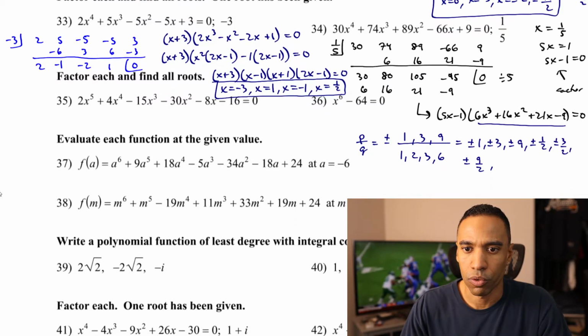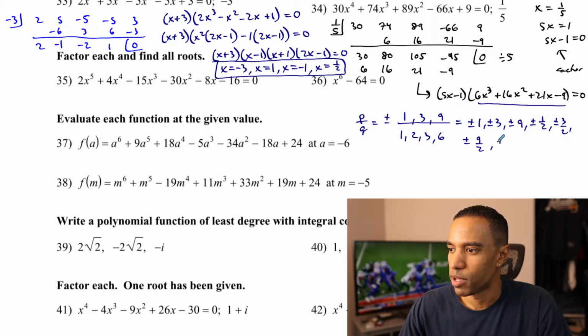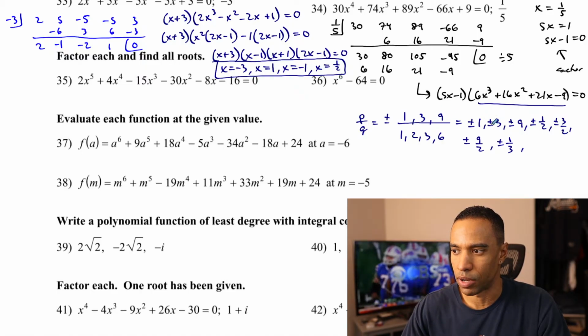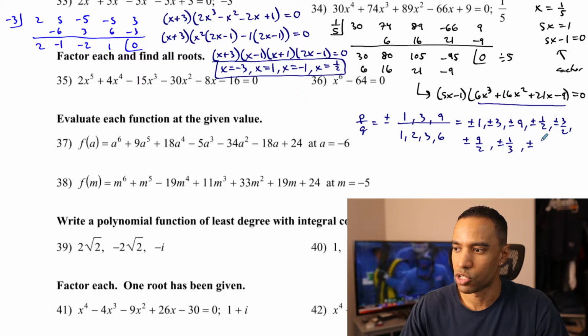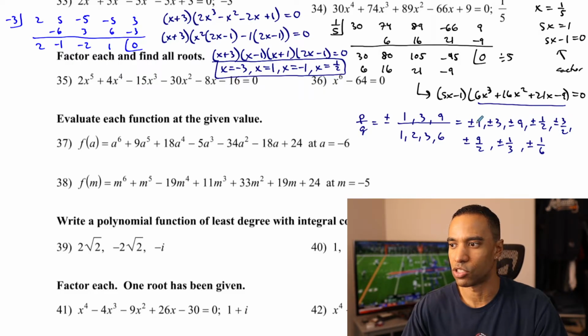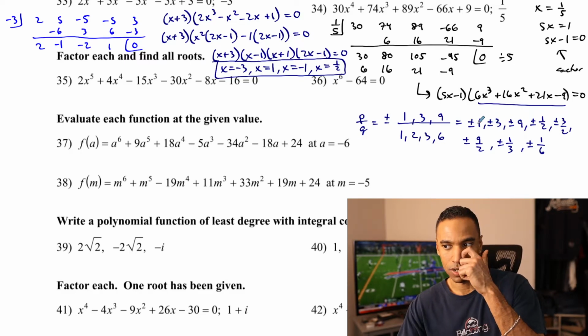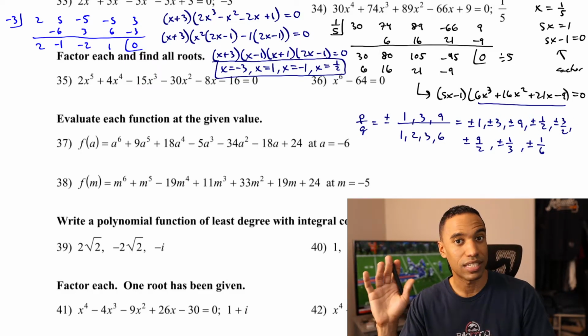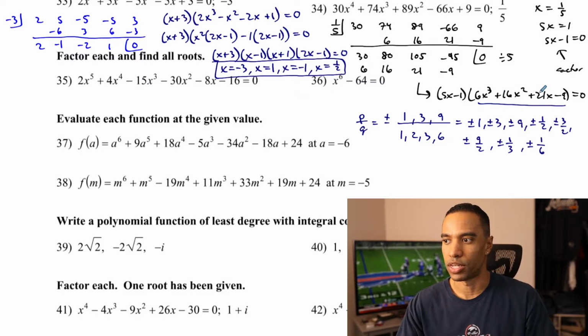Let's divide them by 3. You get plus or minus 1/3. You divide 3 by 3, you get 1. 9 by 3, you get 3. We already saw those ones. Now we've got to divide them by 6. Plus or minus 1/6. You divide 3 by 6, you get 1 half. We already have that. You divide 9 by 6, you get 3 halves. We already have that. So these are the 14 different possible rational roots that we could test for and see which ones work.